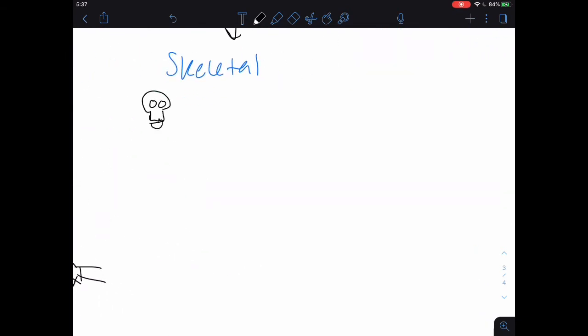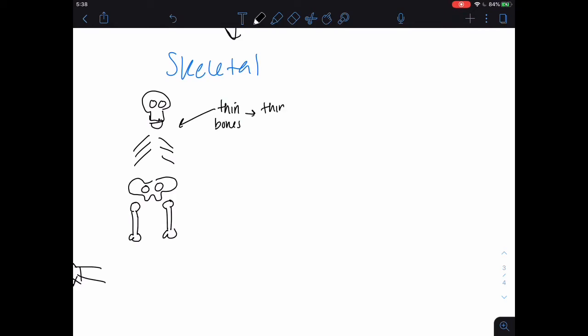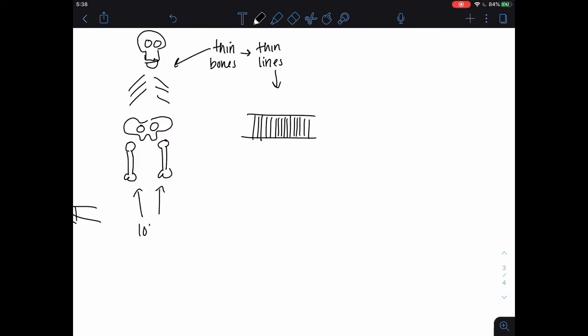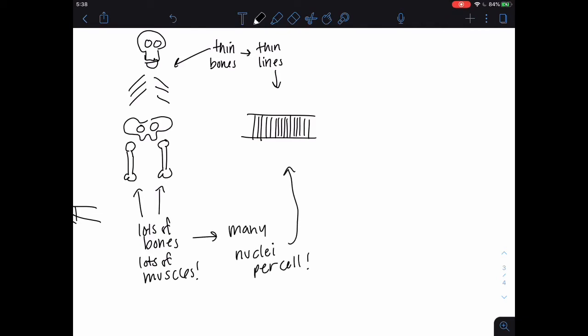Next is skeletal. You can think of skeletal as in skeleton, and skeletons are thin because they are only bones. Therefore, you can see that the tissue has these thin line striations. Also, you can think we have many skeletal muscles with their bones. Therefore, it has many nuclei per cell.